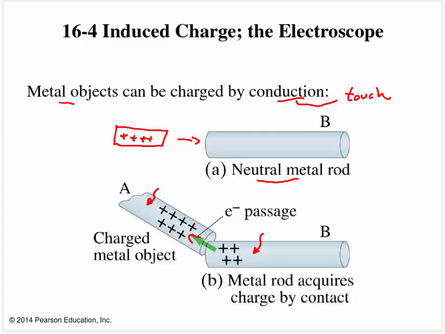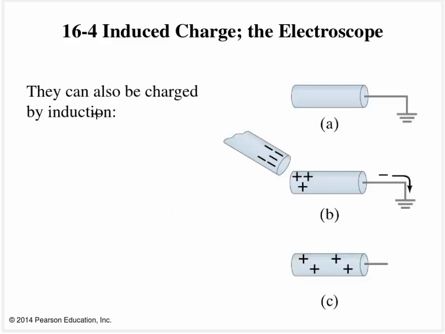That little arrow right here is saying that this is the direction the electrons are going to be flowing. Remember, electrons are what carry the charge. So the electrons are hopping off of this one onto this one, leaving this one with less net positive charge, and this one is going to gain a net positive charge. So the keyword for conduction is going to be touch or contact.